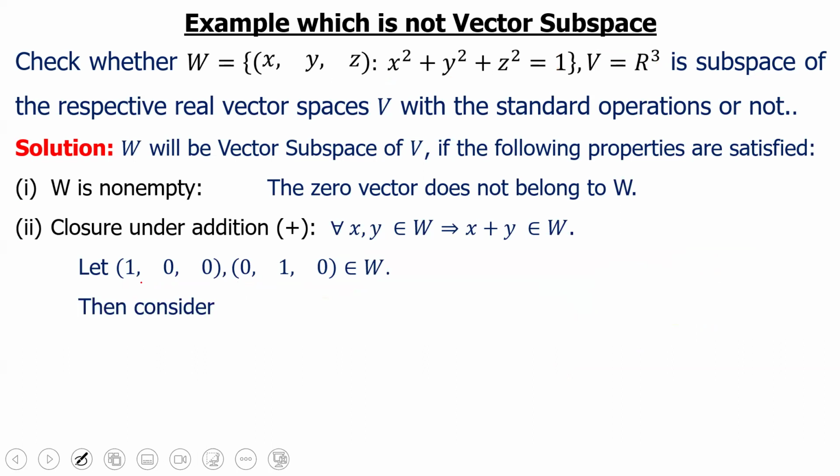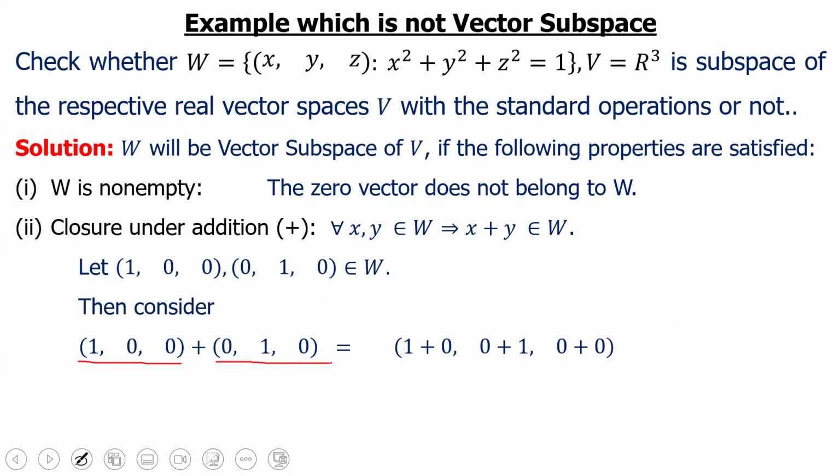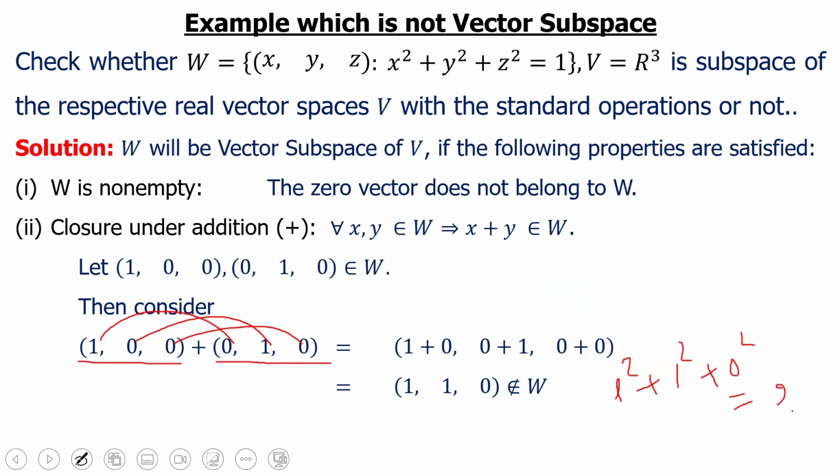So (1, 0, 0) + (0, 1, 0). If we add, then 1 + 0, 0 + 1, and 0 + 0, which is equal to (1, 1, 0). And if we take its square, 1² + 1² + 0², which is equal to 2, which does not satisfy the given condition of W. Therefore, (1, 1, 0) is not an element of W.